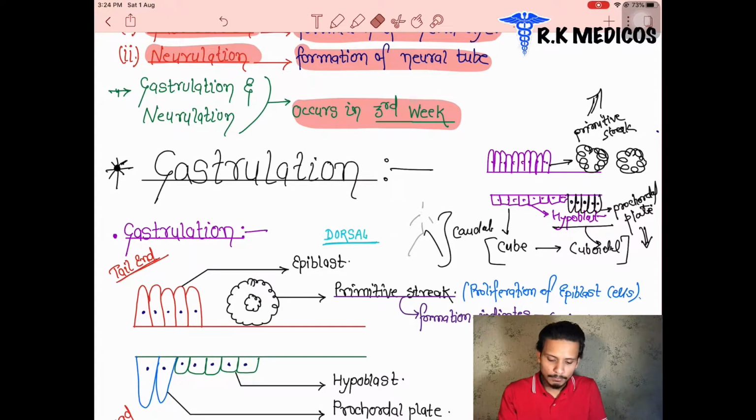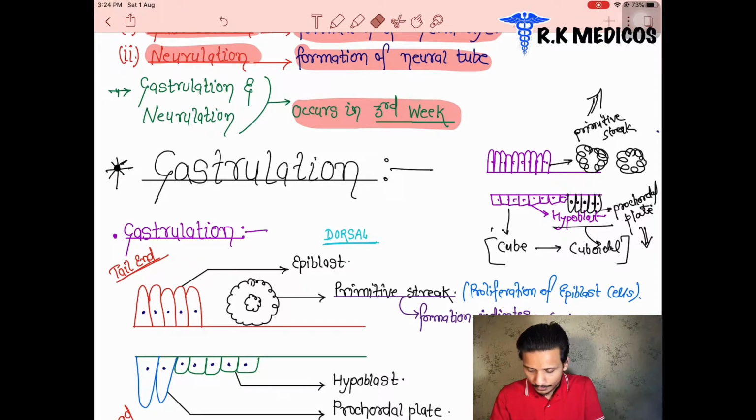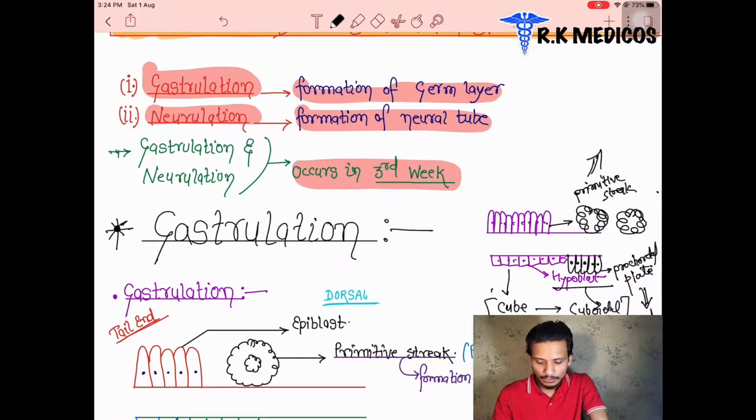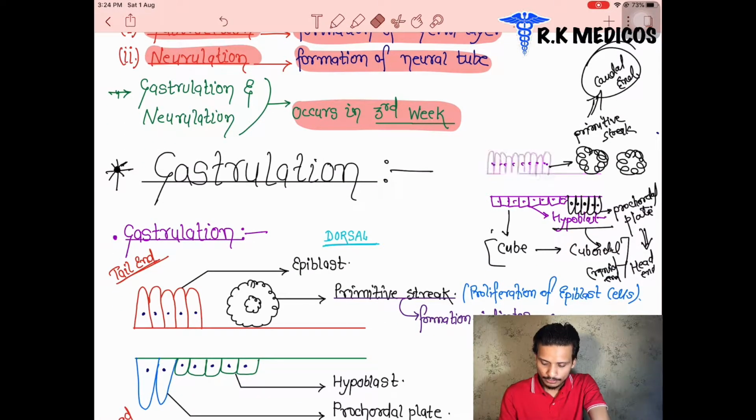So the prechordal plate is going to develop our head end, or we can also say cranial end. Same, the primitive streak is going to form the anal region. That's why they are called the caudal end. Simple. This structure we are going to revise in the below picture.